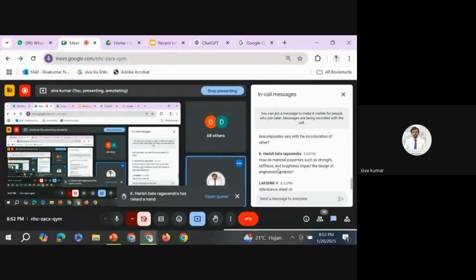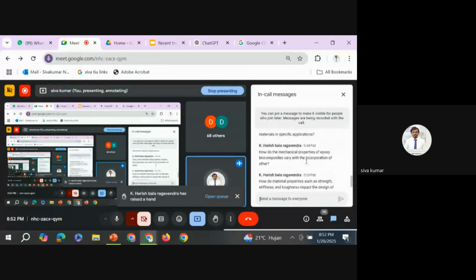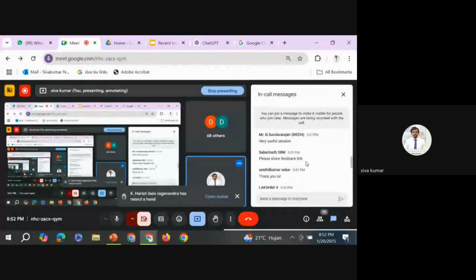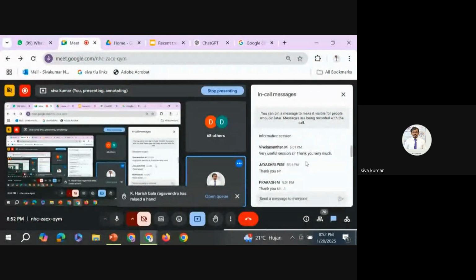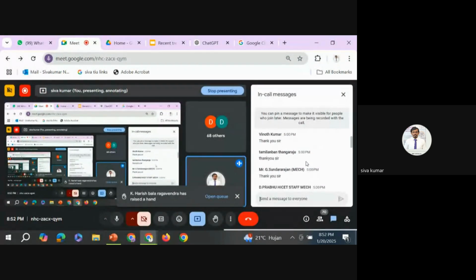So it is not a replacement for pure metal-based material. It is a replacement for plastic-based material only, with an adequate amount of improvement in strength compared to ordinary plastic materials. Okay, sir. So I think I answered most of the questions. If you have any questions, please ask, sir. I answered almost all questions.